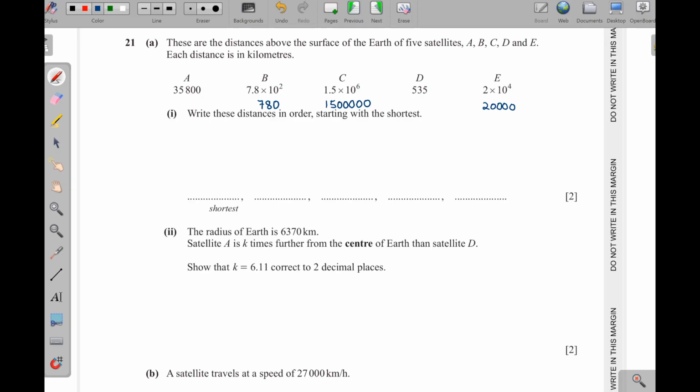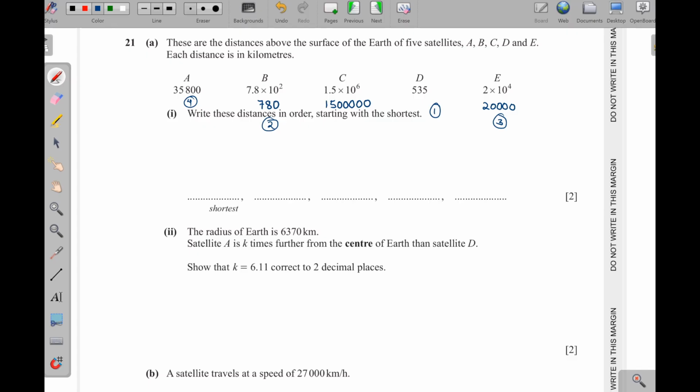Okay, so which one is the smallest? The smallest one has to be this one here, D. The next one has to be B here. Then the third one, this is 35,800. This one is 20,000. So it has to be this one here. Then the fourth one has to be which one here? This will be the fourth one then.